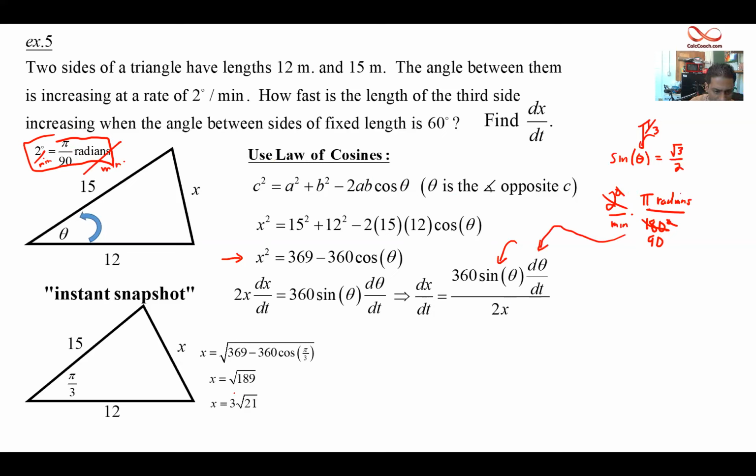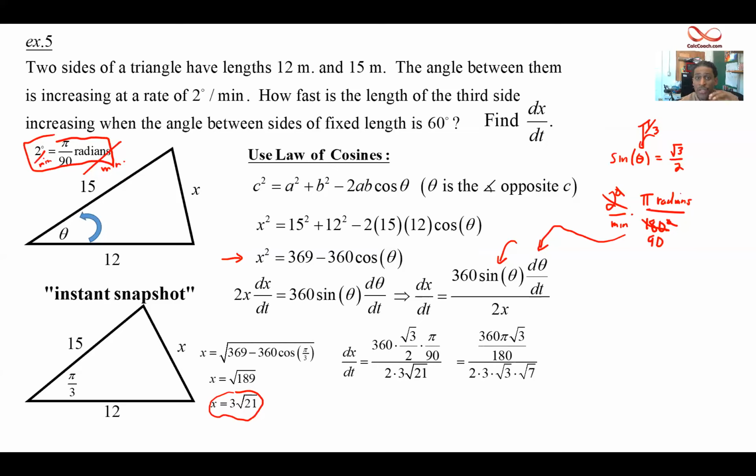And we already know that x is 3 root 21. So that's what's going to go in the denominator for x. We have everything we need. There's a lot that can happen here. There's a lot of cancellation. Let's deal with the numerator. Put it into one fraction: 360, pi, root 3, and then underneath 180. When it comes to the denominator, if you see the root 3 and the root 21, there's actually a root 3 inside of that. What you can do is take that root 21 and break it apart into root 3 times root 7. And later we'll be able to cancel that.